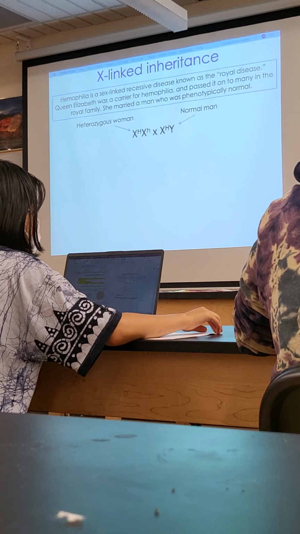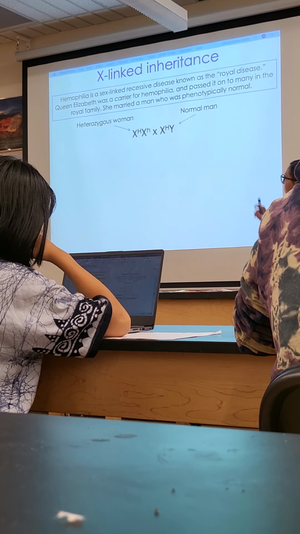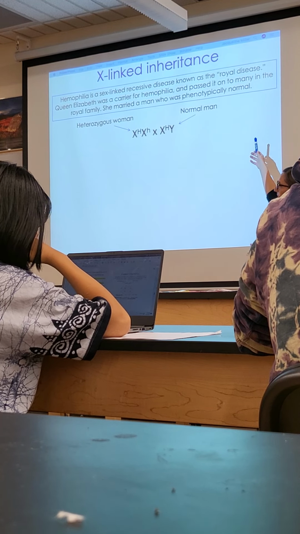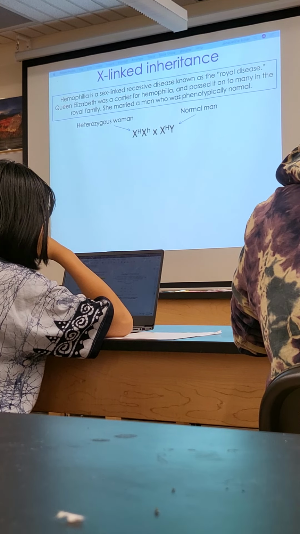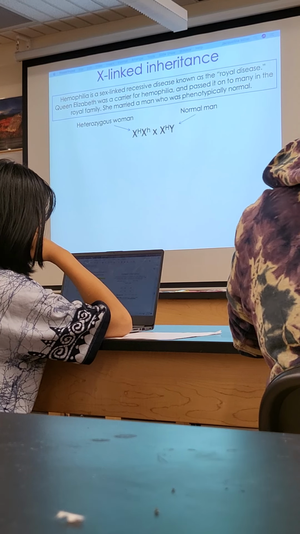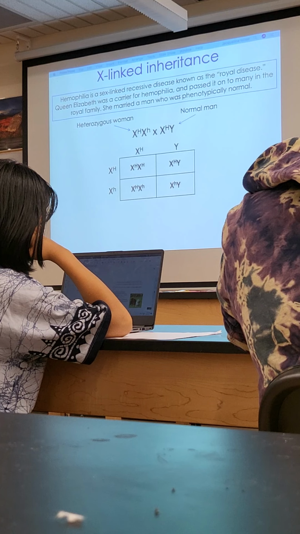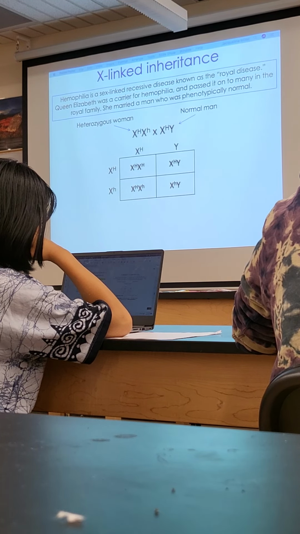So for a heterozygous female, you have X big H, X little h, and then a phenotypically unaffected male would be X big H, Y. I want to actually remove "normal" out of all of my stuff. I didn't fix this one yet. So the cross would be this. Looking at this cross, you set up the Punnett square exactly like any other Punnett square, right?